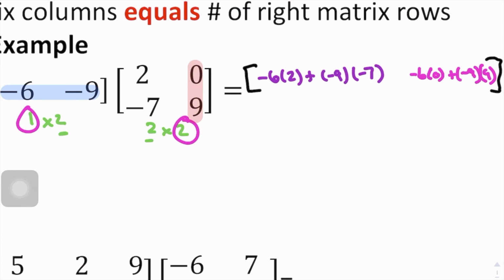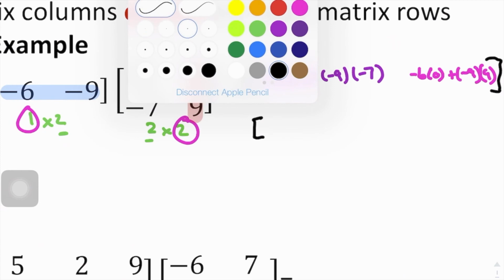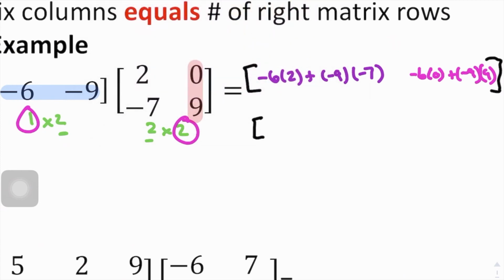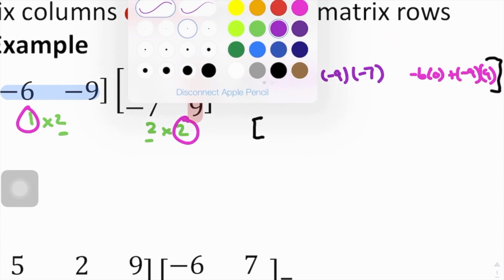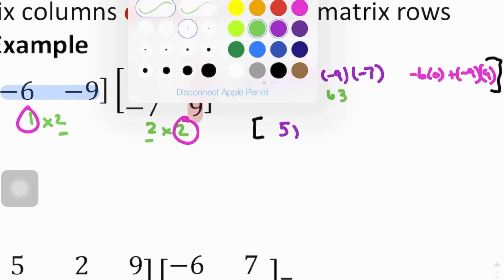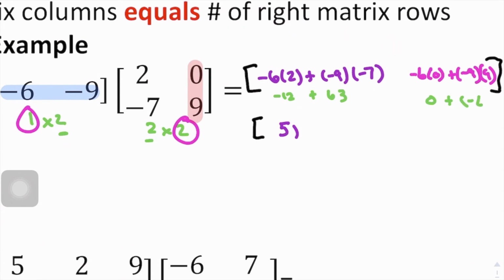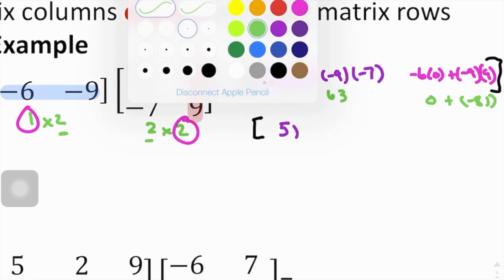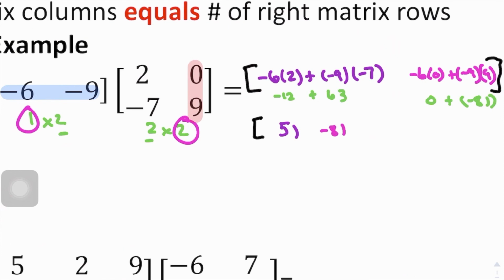Simplify this. We end up with, let's see, that's a -12 plus a +63. That's going to end up being 51. And then here we've got a 0 plus a -81, which is -81. So there's our final answer.